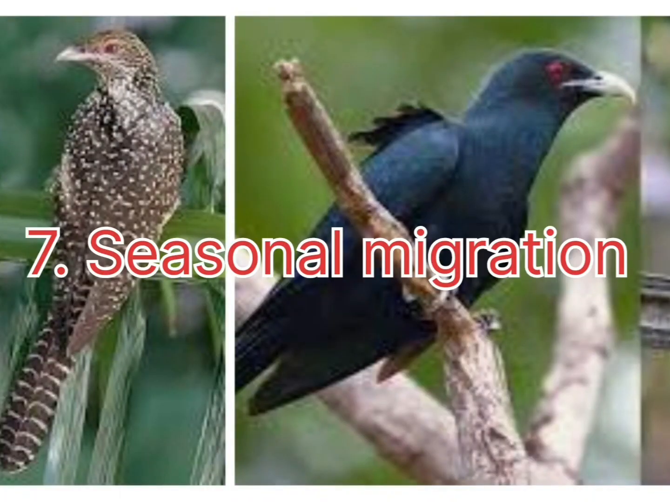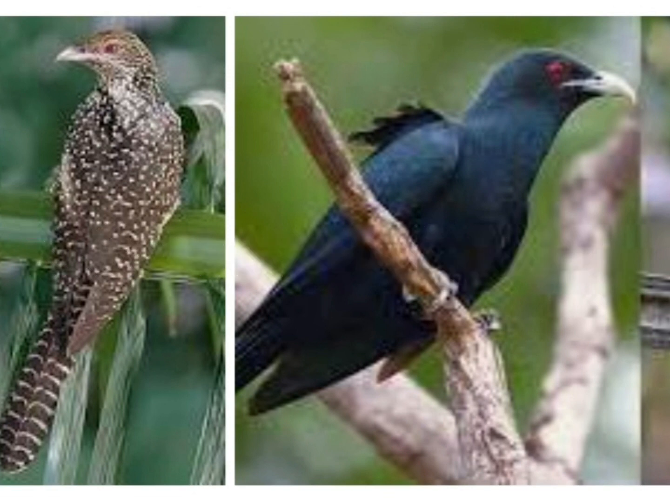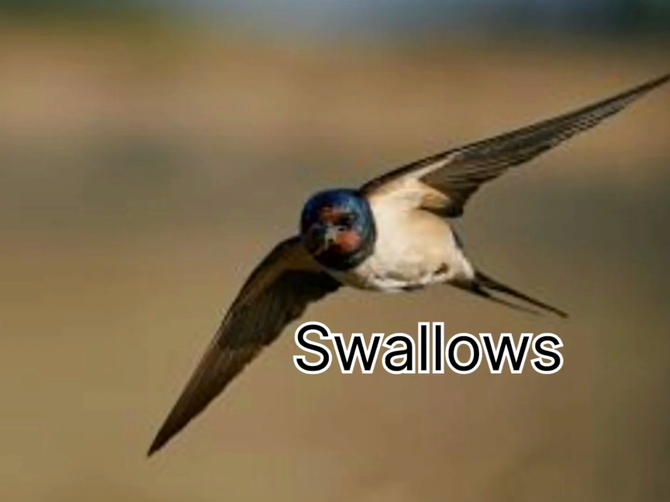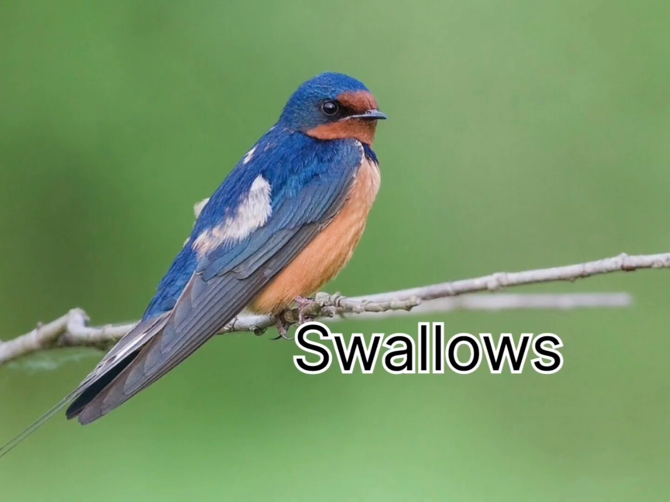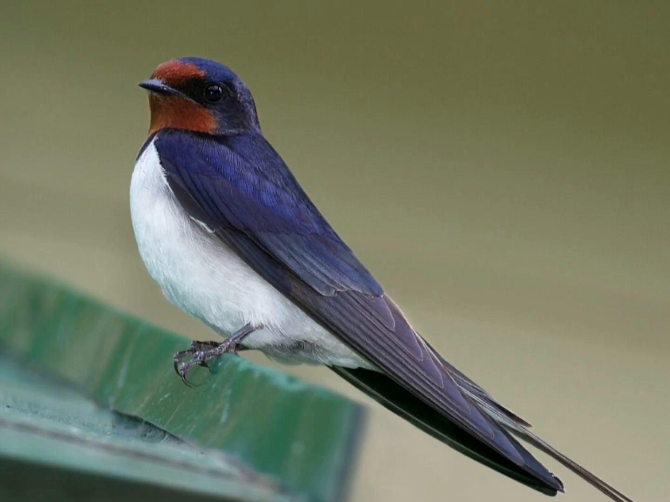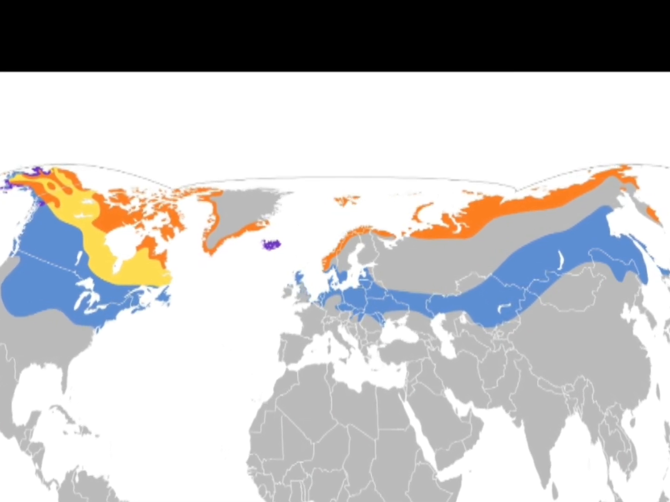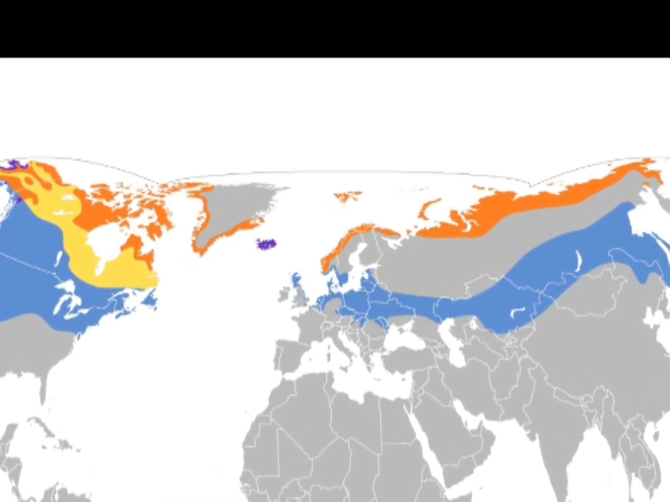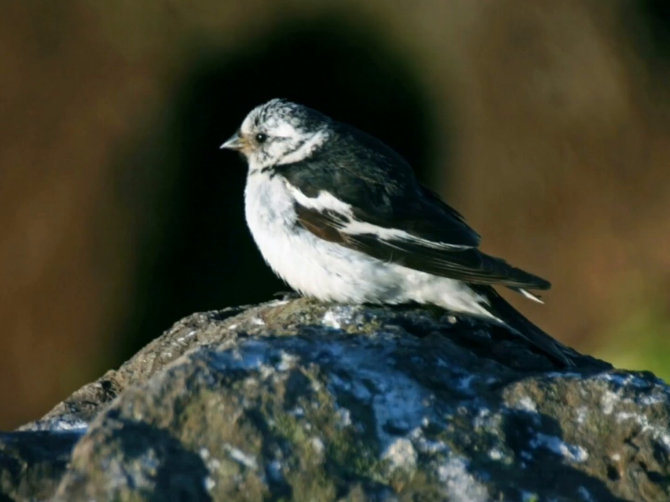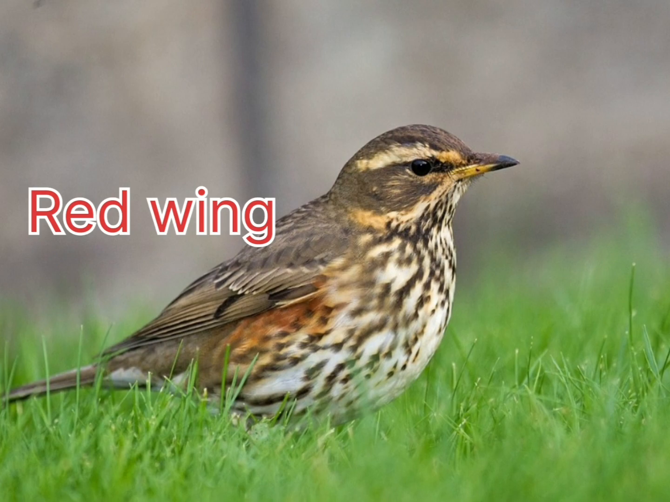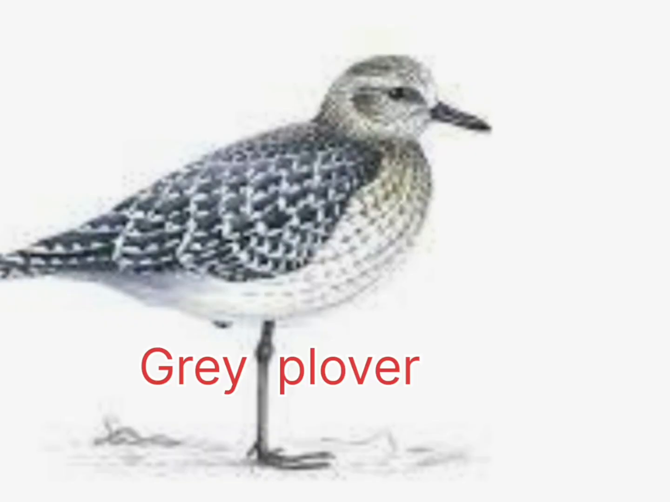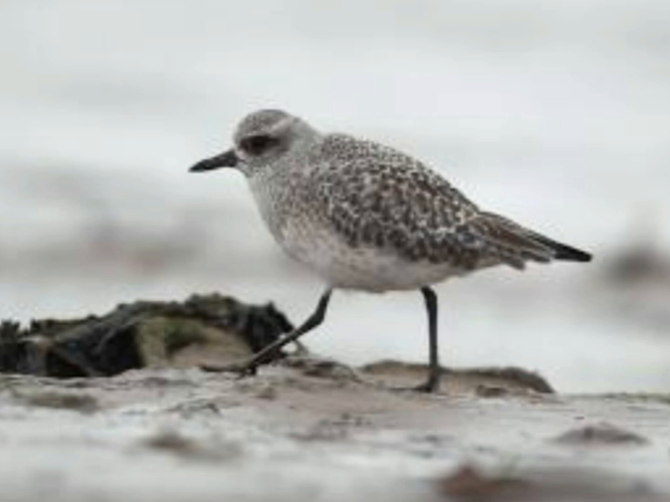The seventh type is seasonal migration. Some birds migrate at different seasons of the year for food and breeding, called seasonal migration. For example, cuckoos, swifts, and swallows migrate from south to north during the summer. Hence, these birds are also called summer visitors. But some migrate from north to south during winter. They are called winter visitors. Snow bunting, redwing, shorelark, and grey plovers are examples of winter visitors.